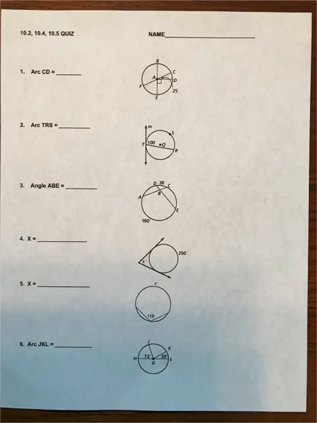All right, on number 1, that is a central angle of 25 degrees, which means the arc is also 25 degrees. It does not double. It doubles like in number 2.